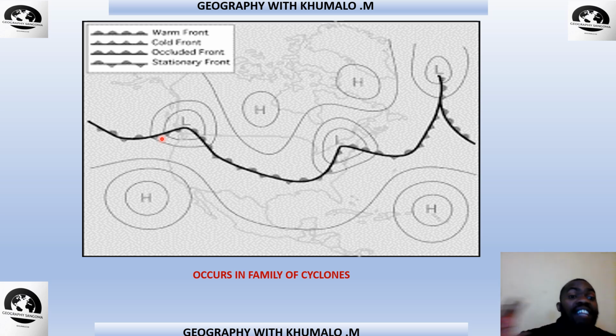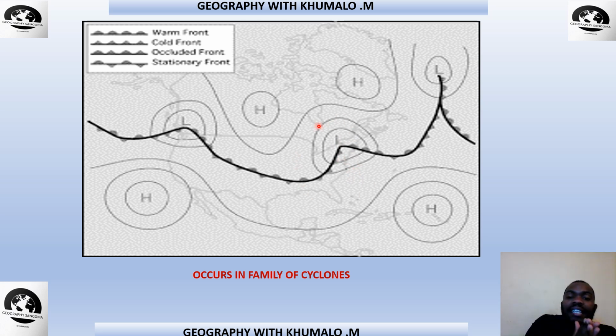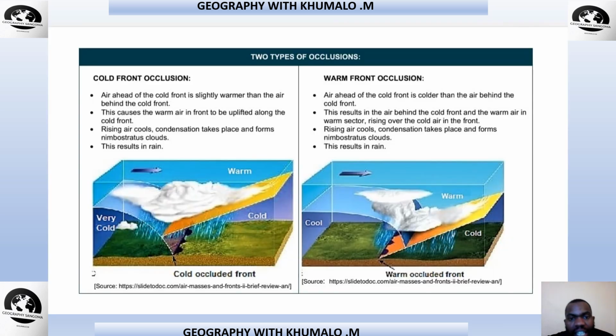So you can even identify which one is the oldest or which one is the first to form. That means here it will be this one. Why? Because it is in its occlusion stage, and then followed by this one, as you see that the warm sector becomes narrower and narrower until it becomes an occlusion front. Now, here we come to the types of occlusions, grade 12. There is a cold front occlusion and a warm front occlusion.